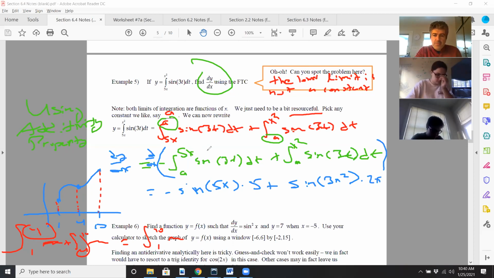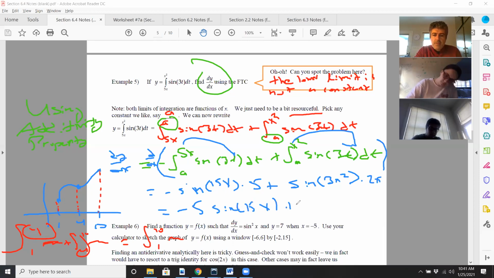Oh, yikes, I'm sorry. I was supposed to multiply 5x by 3, it should be 15x. My apologies. Glad I caught myself there. It should be 15x. Because you're replacing t here with 5x, so it's 3 times 5x, and you're replacing t here with x squared, so it's 3x squared. Just clean up just a tad. Negative 5 sine 15x plus 2x times sine of 3x squared.